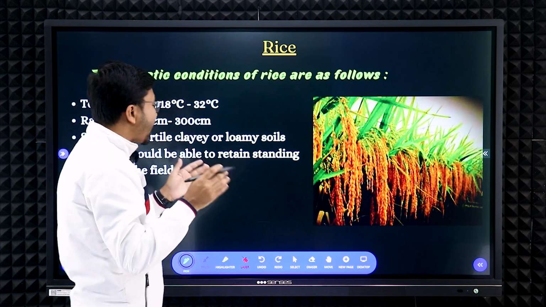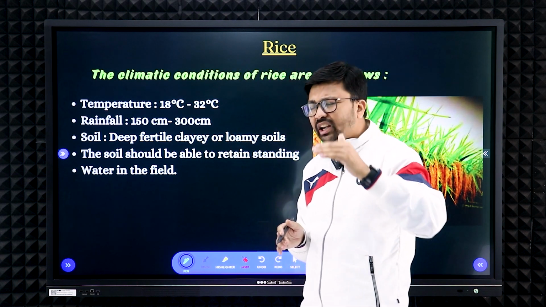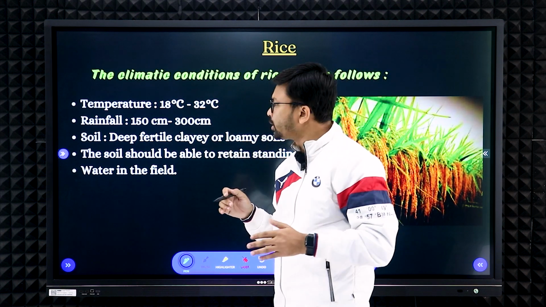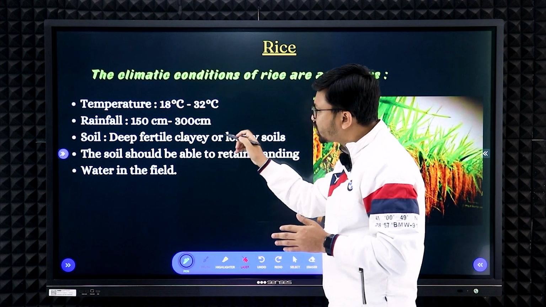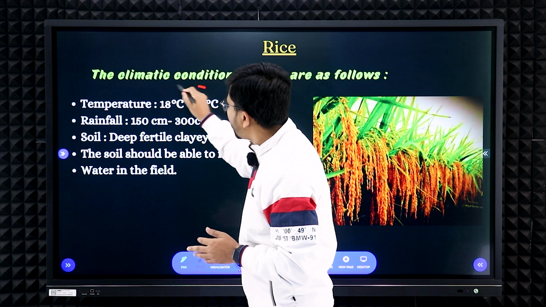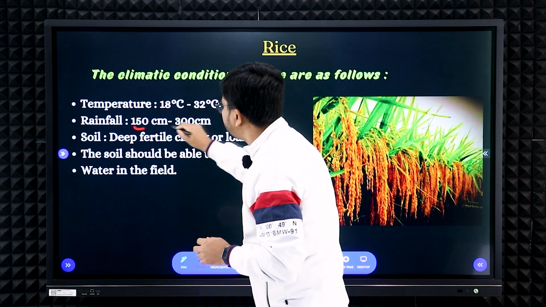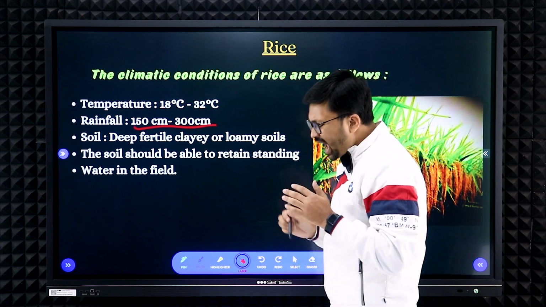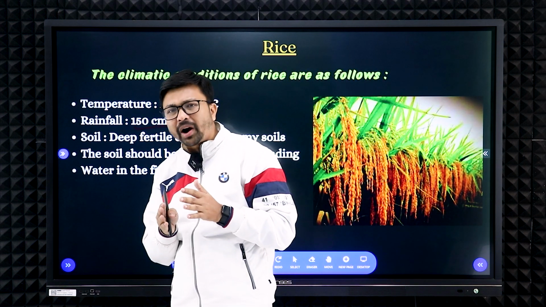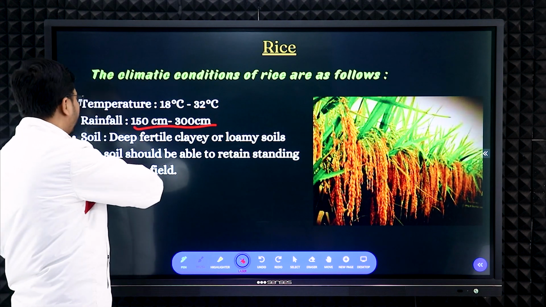So rice is which type of crop? Kharif crop, right? So obviously more temperature is required as well as rainfall. You just need to mark all those things. How much temperature is required? Here you can see temperature is required 18 to 32 degrees Celsius, rainfall 150 to 300 centimeters, and it requires fertile alluvial soil where it can grow nicely.